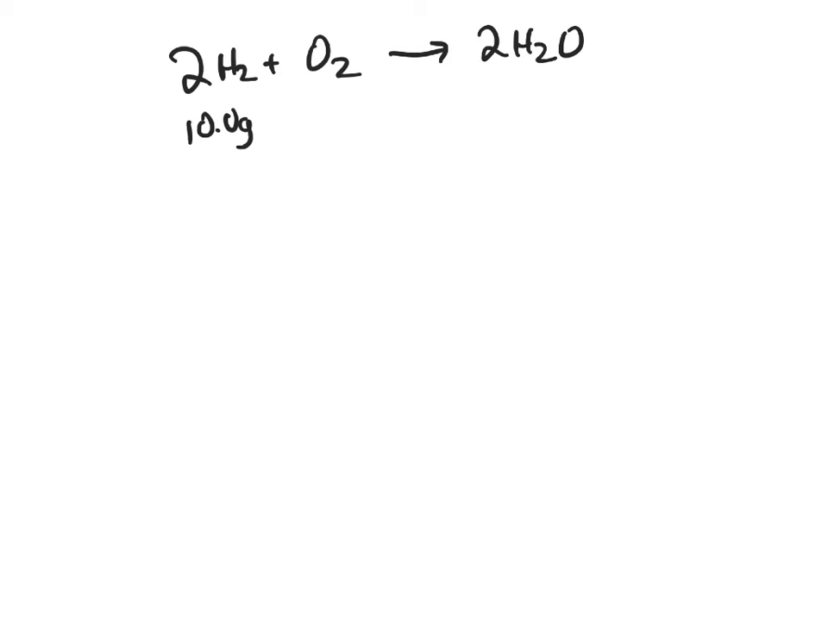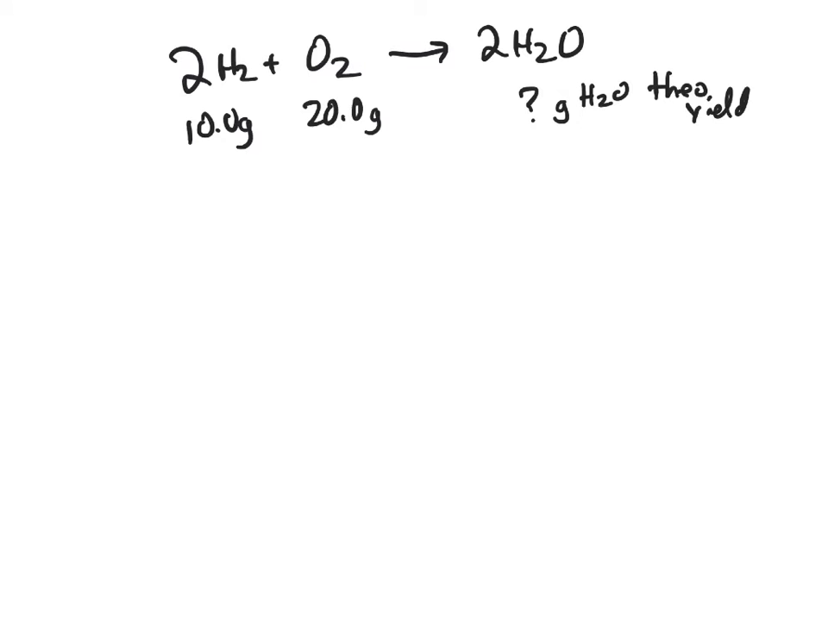So let's look at this reaction. 2 moles of hydrogen plus 1 mole of oxygen reacts to make 2 moles of water. And let's say we have 10 grams of molecular hydrogen and 20 grams of molecular oxygen. And we want to find out how many grams of water we can make. What's our theoretical yield of water?